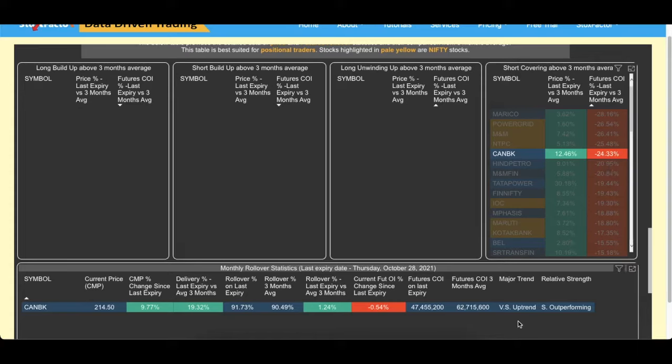Stock is in very strong uptrend, strongly outperforming Nifty. You can see rollover percentage is very good. Price change in the last day itself, the first day of expiry, see the 10% price change. So the stock is strongly bullish. Again, we can keep this stock on radar and monitor this stock, and we can utilize the dips in this stock to do some buying.